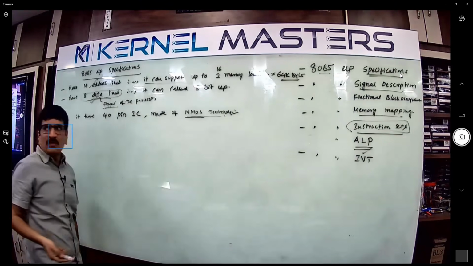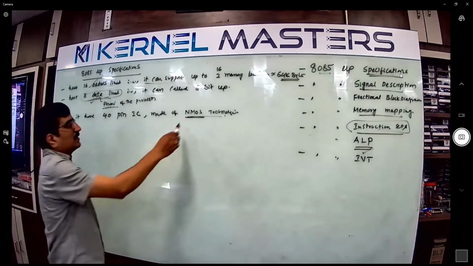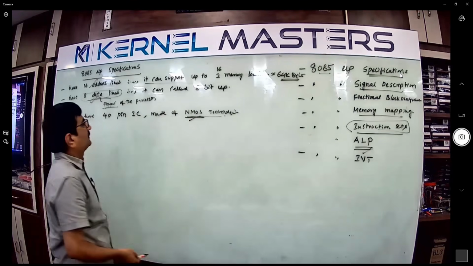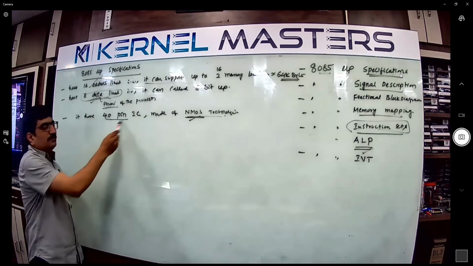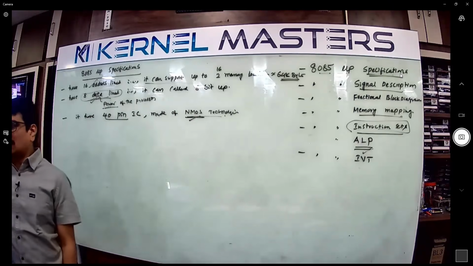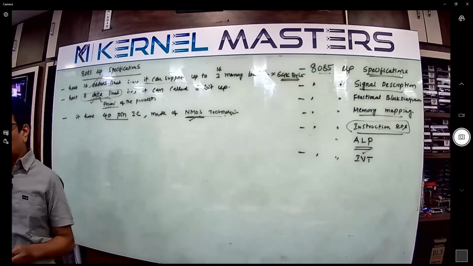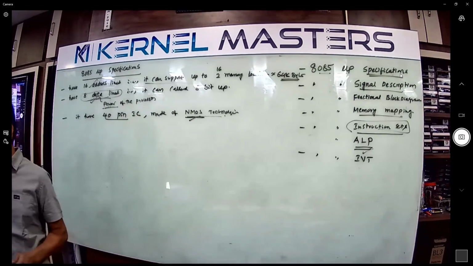Nowadays everyone knows CMOS technology, but the 8085 microprocessor is NMOS. It is a 40 pin IC; every IC is an integrated circuit, and the latest ICs also have some number of pins.